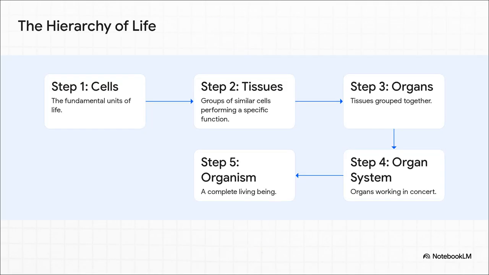And that organization, it's this amazing hierarchy. It all starts with the basic building blocks, the cells. But, and this is the key part, when a bunch of similar cells team up to do one specific job, bam, they form a tissue. And from there, tissues build organs, organs build organ systems, and before you know it, you've got a whole organism. So for today, we're zooming in on that really crucial second step, tissues.